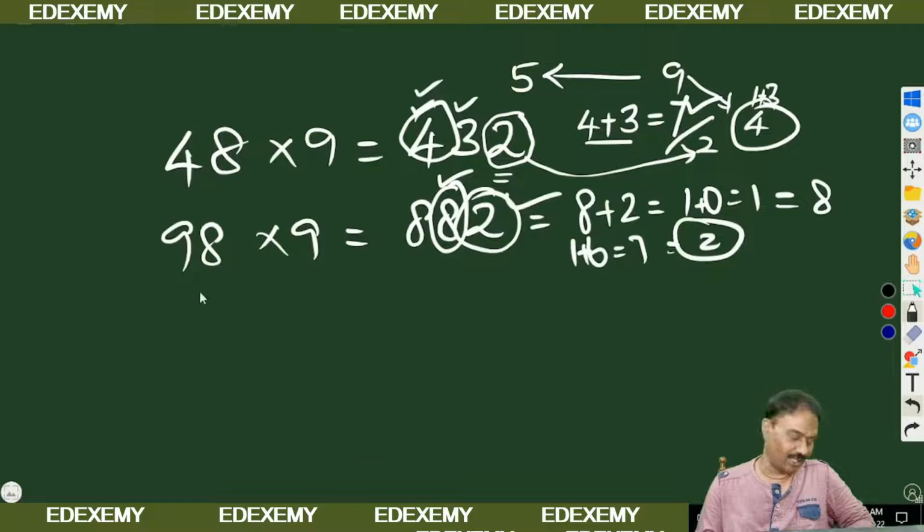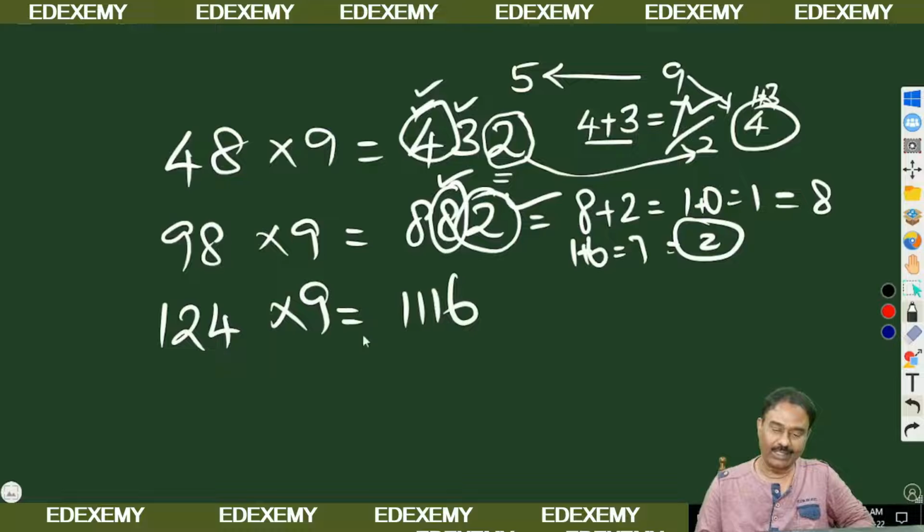Suppose we check it for a 3-digit number. It will work out for any number of digits. 124 into 9 is 1116. Suppose your friend decides to hide this 6. 1 plus 1 plus 1 is 3. 9 minus 3 is 6. Therefore, the answer is 6.